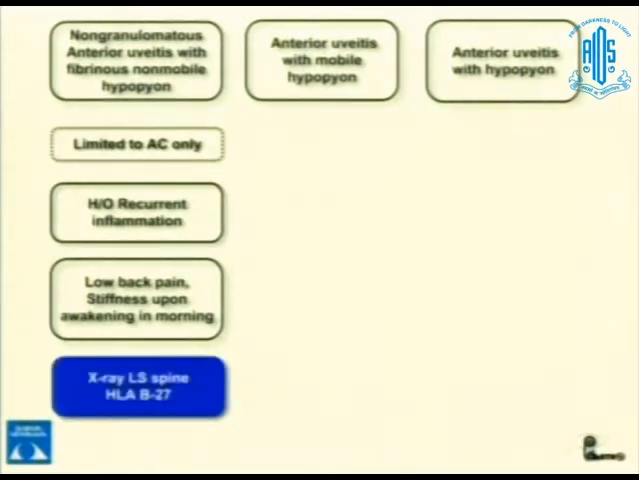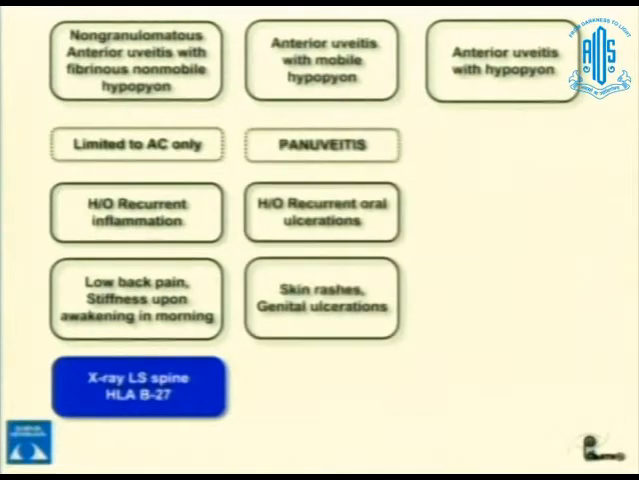See, there can be three situations. One is that the patient has a fibrinous, non-mobile hypopyon. On further evaluation, the inflammation is limited to the anterior chamber only. The patient gives a history of recurrent inflammation, and also a history of low back pain and morning stiffness. So what investigation will you do? We'll rule out ankylosing spondylitis. We'll simply advise X-ray of the L-spine and HLA B27.